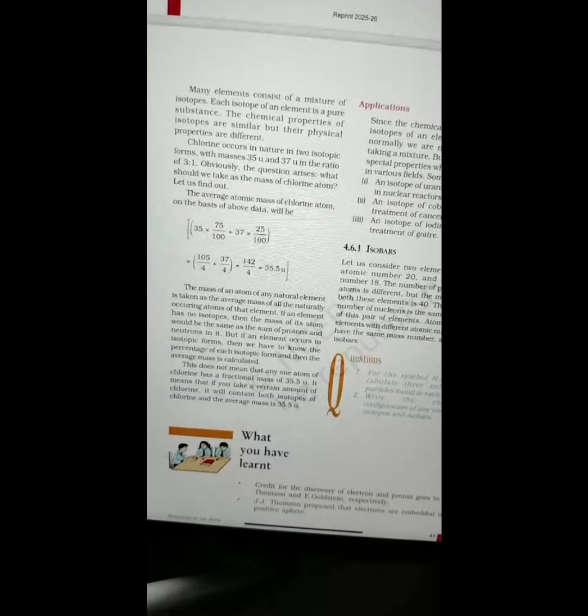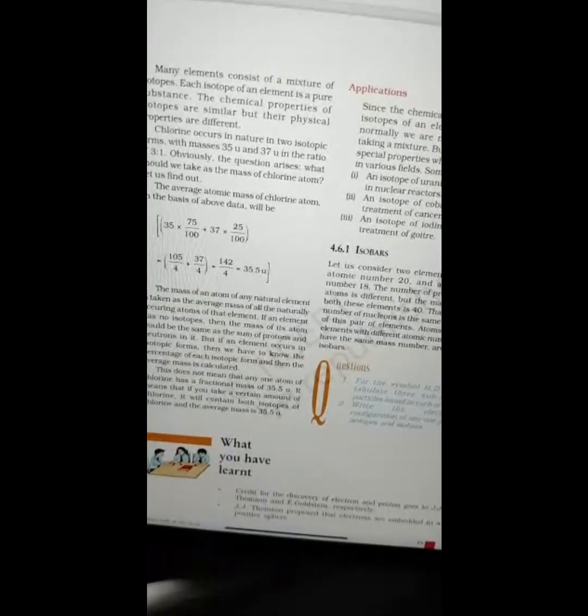This is the live of structure of atom, class 9 NCERT science. Many elements consist of a mixture of isotopes. Each isotope of an element is a pure substance. The chemical properties of isotopes are similar, but their physical properties are different.